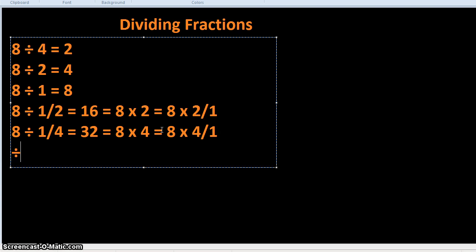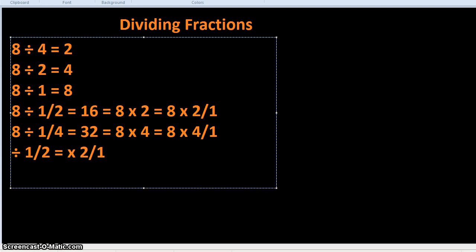So if you divide by a half, what you can actually see here is that a divide by a half becomes a times by 2 over 1. In the same way, divide by a quarter is the same as times by 4 over 1. And you may have spotted a pattern. Dividing by a fraction is the same as multiplying by the reverse of that fraction, by what's called the reciprocal of that fraction, which is just the upside down of that fraction.